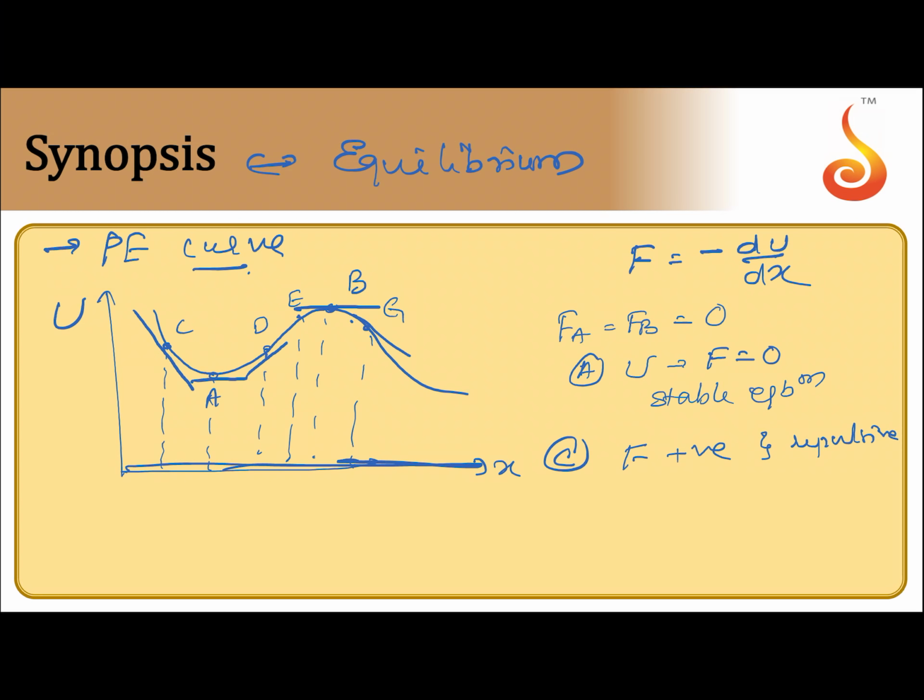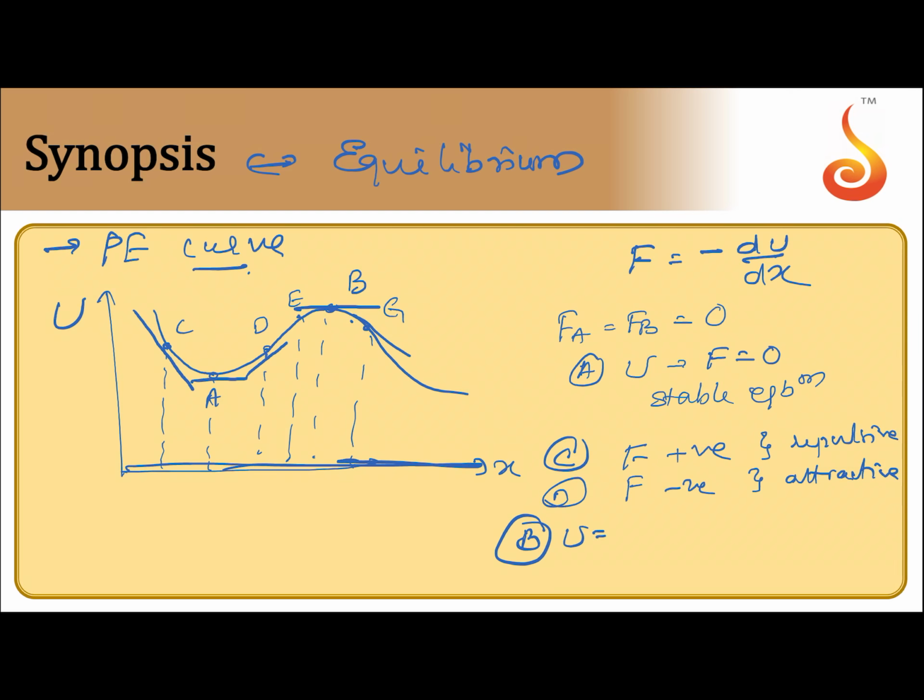It is repulsive, right? Likewise, let us consider some other positions. For example, if I consider D, at D the slope is positive and therefore F is negative, and that implies that the force is attractive at that point.